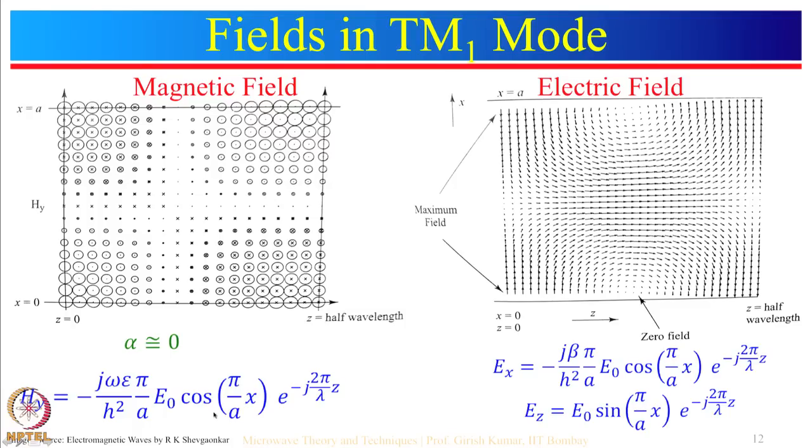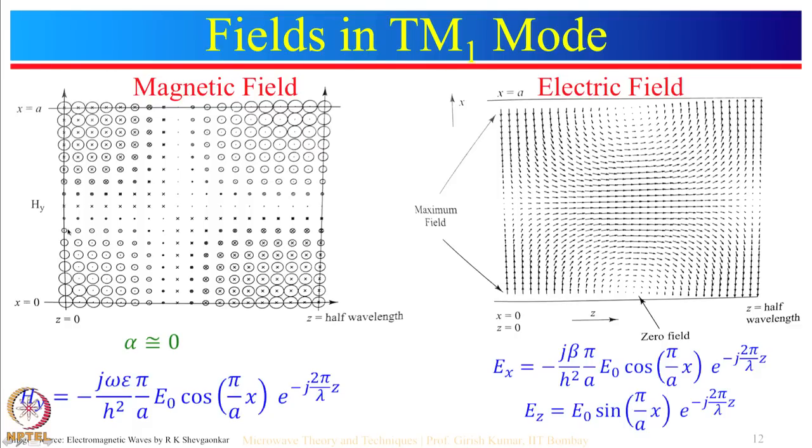So Hy is varying as cos function along x direction. At x equal to 0, this will be cos 0, which is maximum. So at x equal to 0, Hy will be maximum, and if we put x equal to a here, then this will be cos pi, which is minus 1. So at x equal to a, there will be a maximum in opposite direction, and if we put x equal to a by 2, then this will be cos pi by 2, which is equal to 0. So Hy will have 0 at x equal to a by 2. So the magnetic field is maximum at x equal to 0 and x equal to a, and it is 0 at x equal to a by 2. As you can see from this figure, it is maximum here, maximum here, 0 here.